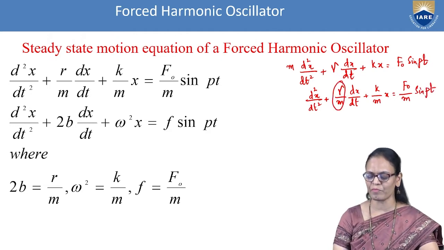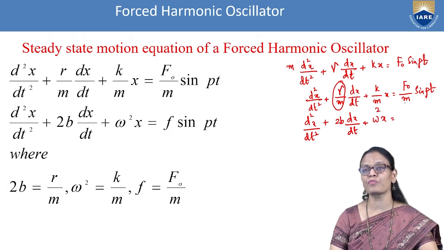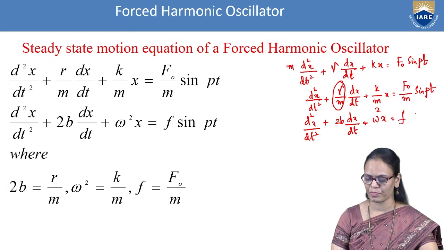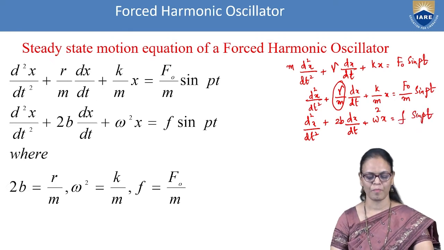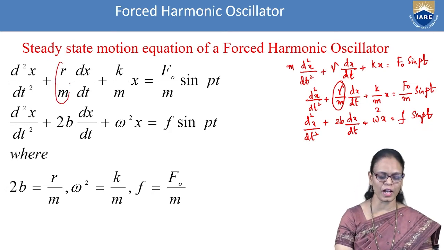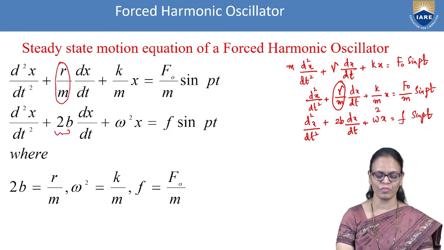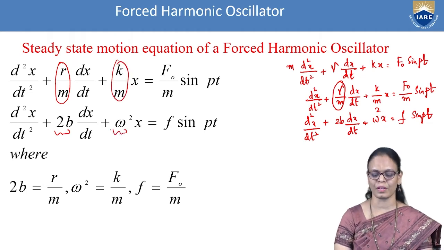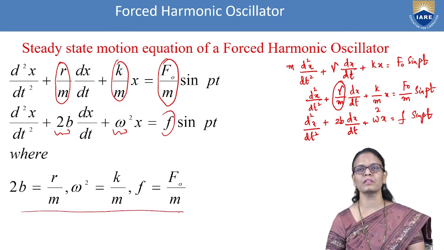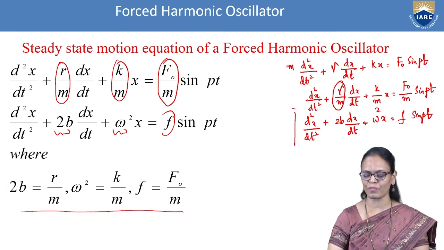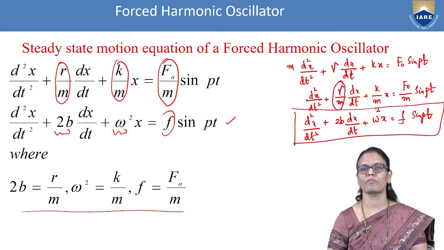And we know that gamma by m we are replacing with 2b. So this will be 2b dx by dt. We have d square x by dt square plus k by m is omega square. And for f naught by m we will write f. So what we have done here is for gamma by m we are substituting 2b. For k by m we are substituting omega square. And for f naught by m we are substituting f. So that is what we have written here, the substituting terms. So what is the final expression we are getting is this, the same.